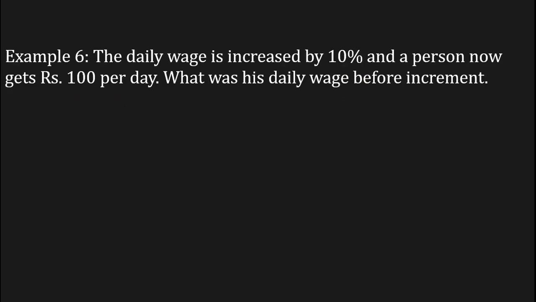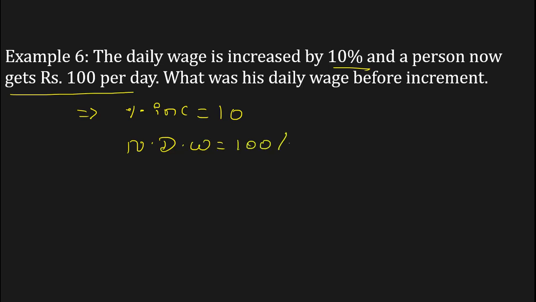The daily wage is increased by 10% and a person now gets rupees 100 per day. What was his daily wage before increment? See, in the given question, percent increased given is 10%. That is, percent increase is 10 and a person now gets rupees 100 per day. That is, the new daily wage is equal to 100 rupees. Now we have to find the daily wage before increment.